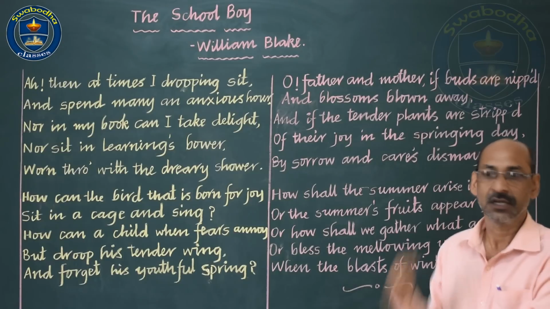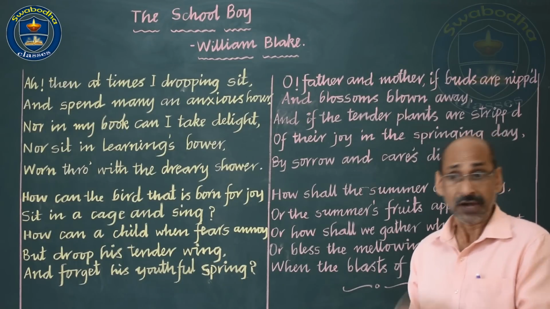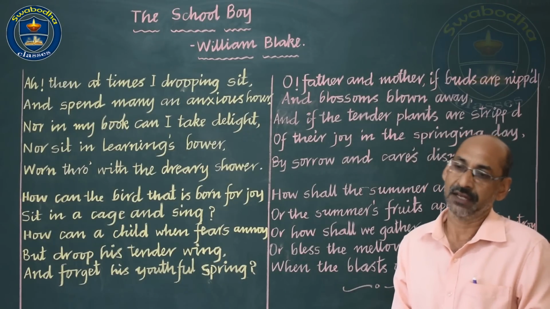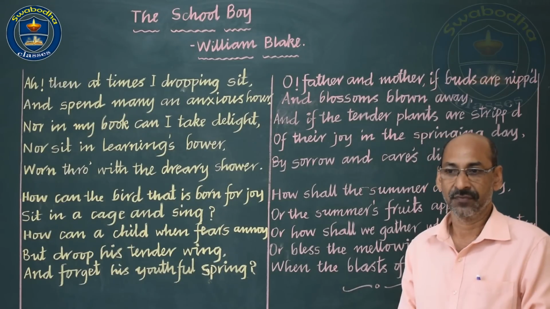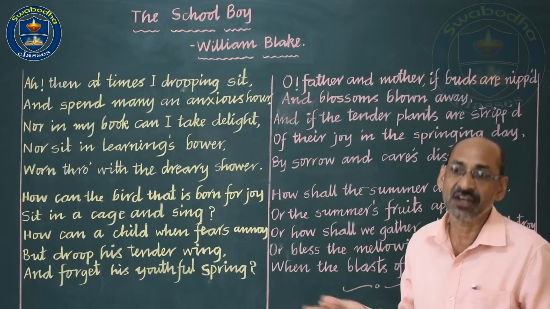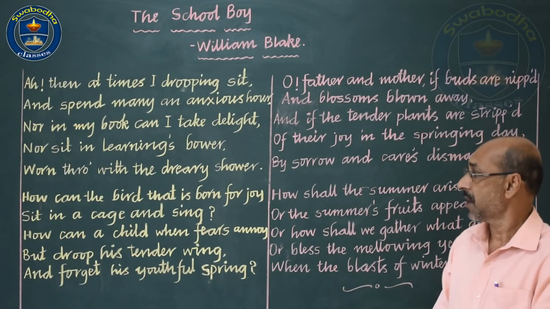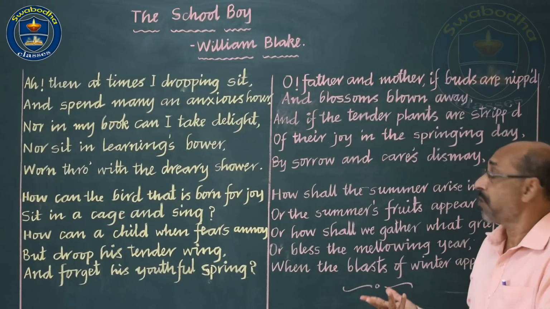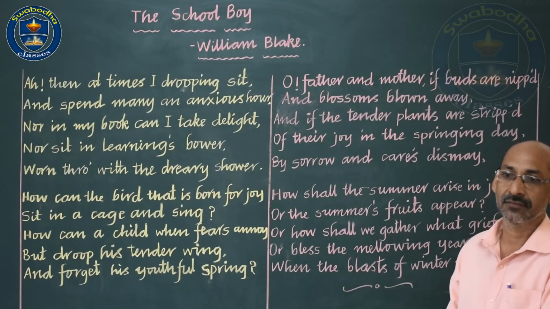Here we find two rhetorical questions. Rhetorical question is a figure of speech that doesn't expect an answer. The questioner puts across his opinions in the form of questions. Just see, how can the bird that's born for joy sit in a cage and sing?